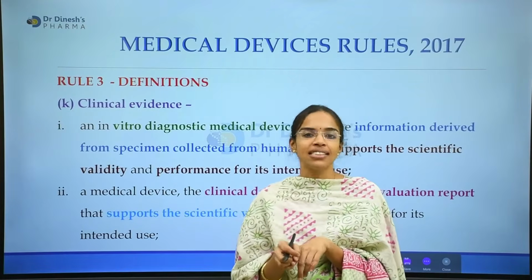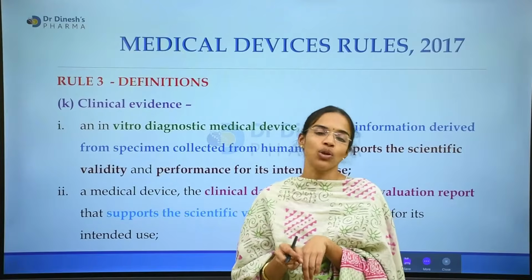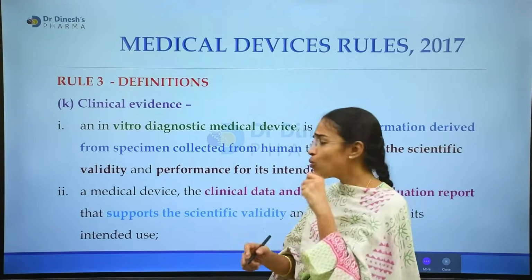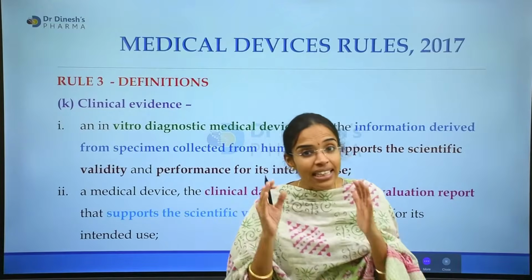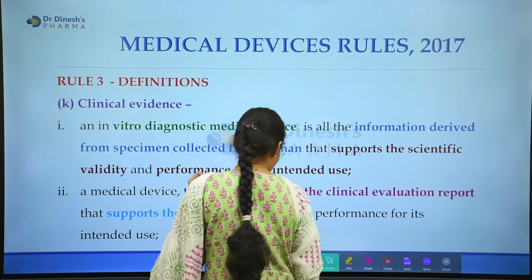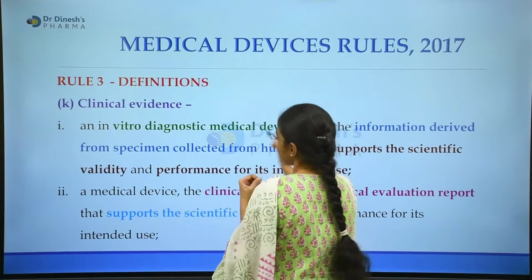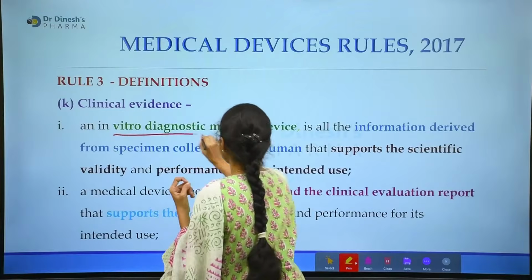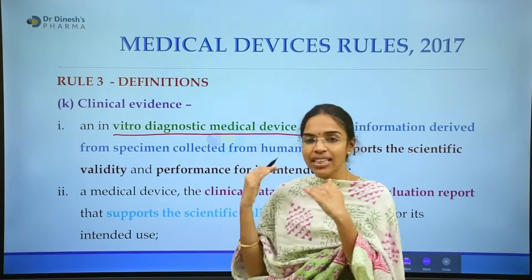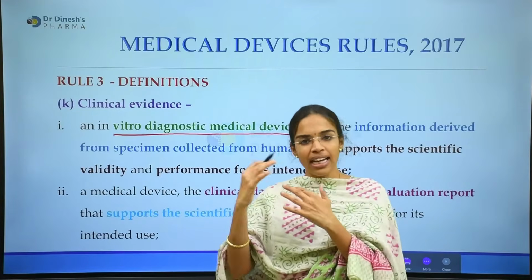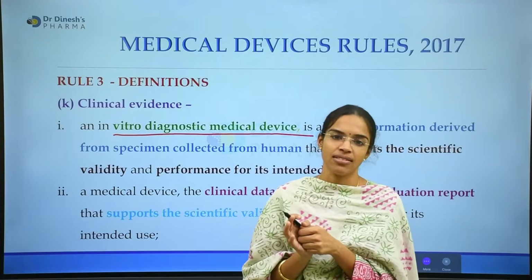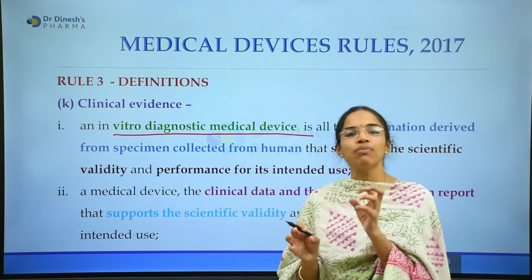So what is considered clinical evidence according to MDR 2017? What is clinical evidence? Clinical evidence differs with respect to an in vitro diagnostic medical device and other devices. Again, there are subsections and subclauses based upon the type of device.